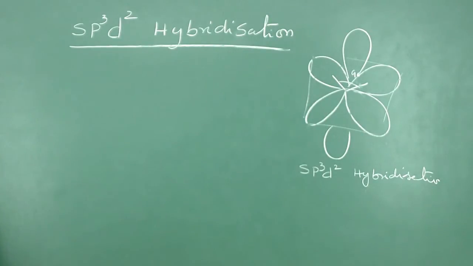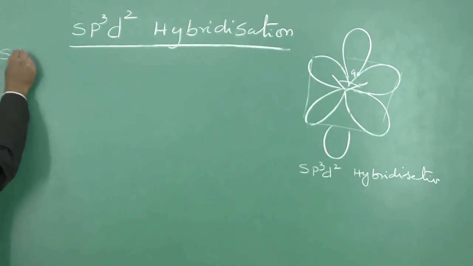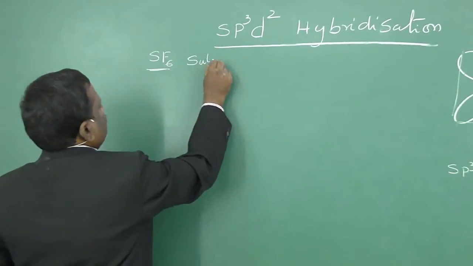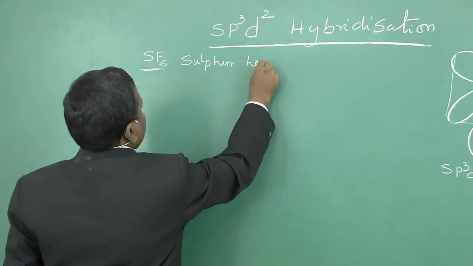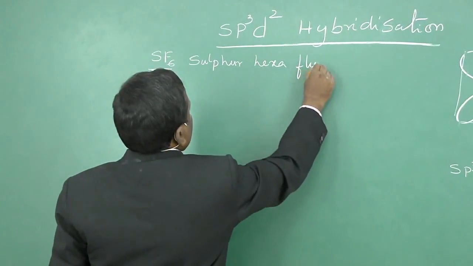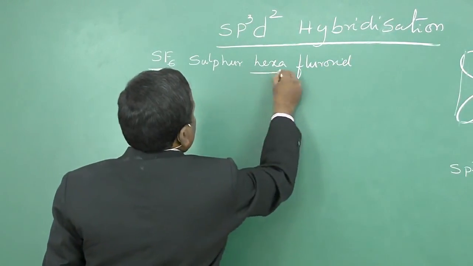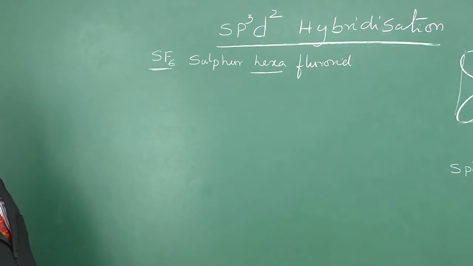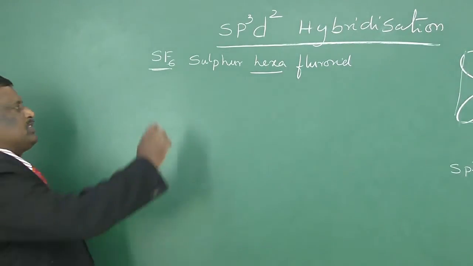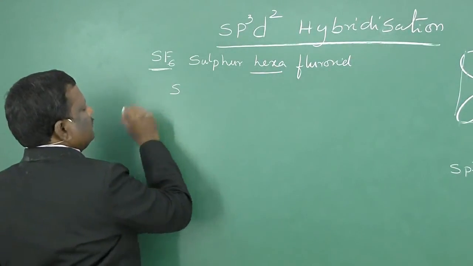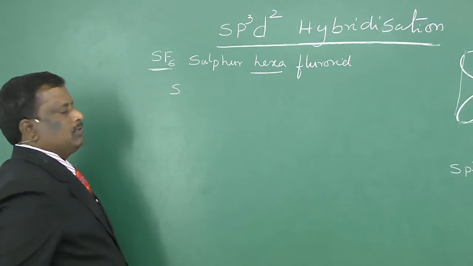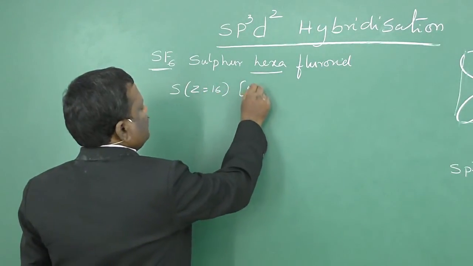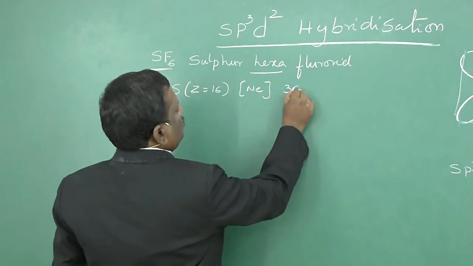Example, SF6, sulfur hexafluoride. Hexa stands for 6. In sulfur hexafluoride, the central atom is S. Its atomic number is 16, so the electronic configuration is neon 3s2 3p4.